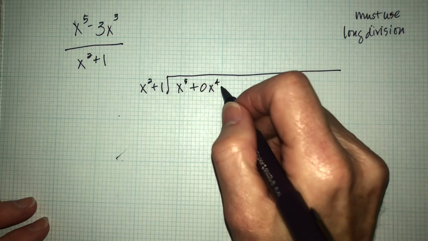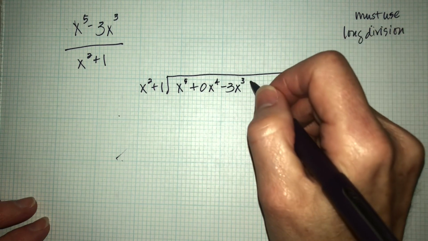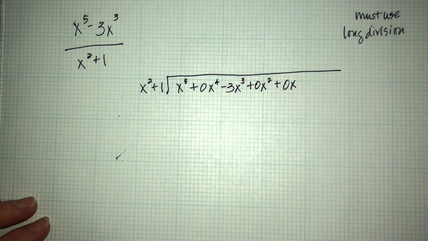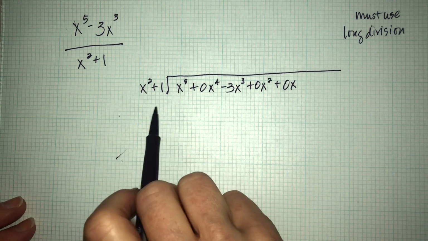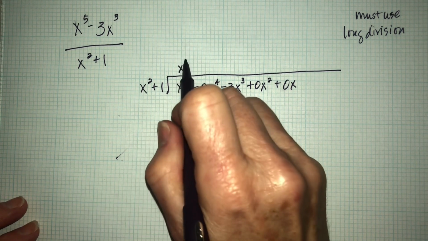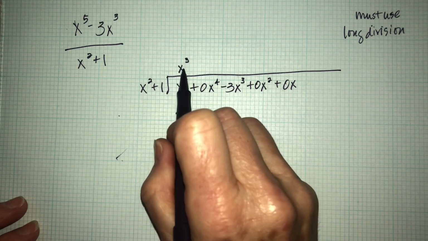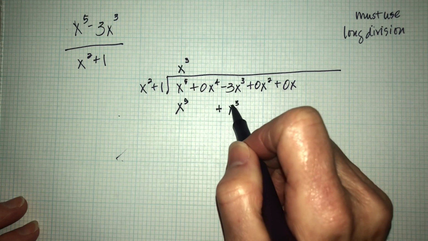And we do have an x to the 3rd term, so that's minus 3x to the 3rd. There's no x squared term, so I'll put 0x squared and also 0x to the 1st. So now I'm ready to go through the same process. So we look at the first term here and the first term here. All right, x squared times what would give me x to the 5th? Well, that will be x to the 3rd. So x to the 3rd times x squared gives me x to the 5th, and x cubed times 1 gives me a positive x cubed right there.